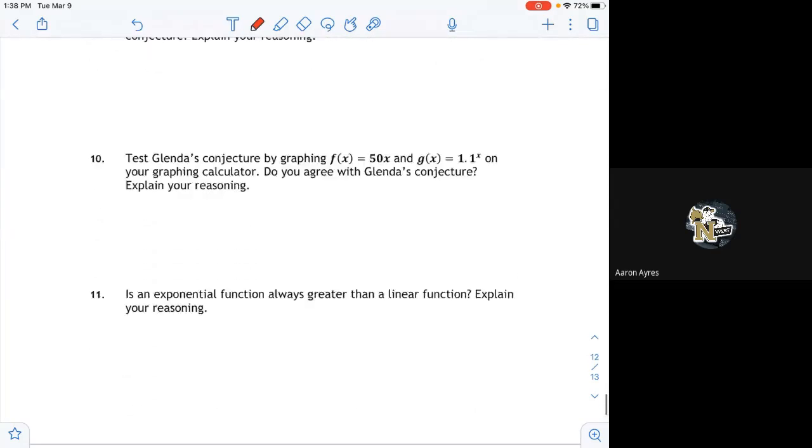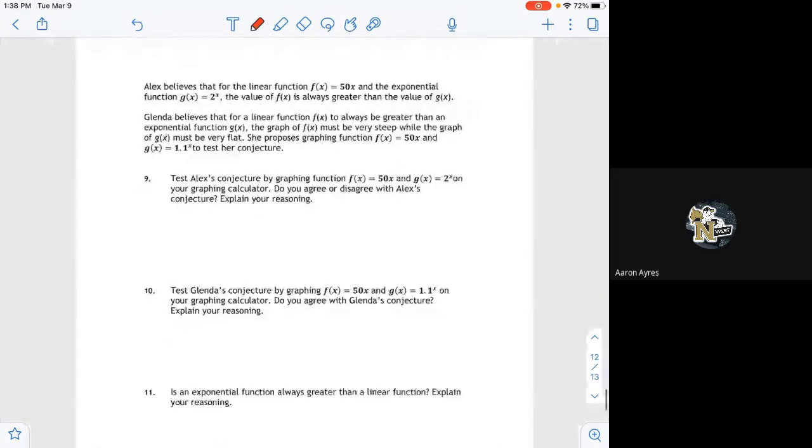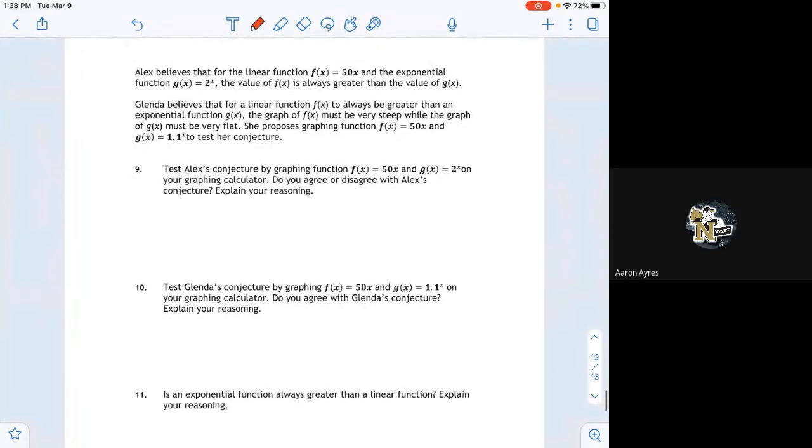All right. Hey guys, we're down to our last problem here. Okay? Let's just read it real fast. Okay? So, here's the thing. Just think about this for a second. This is true. Okay? So if f of x equals 50x and g of x equals 2 to the x, okay, will f always be bigger than g?